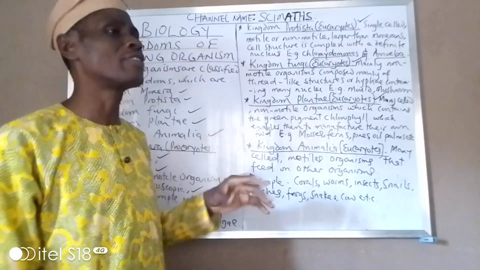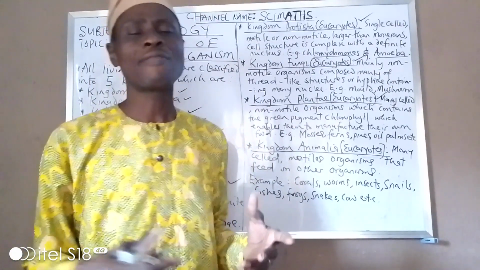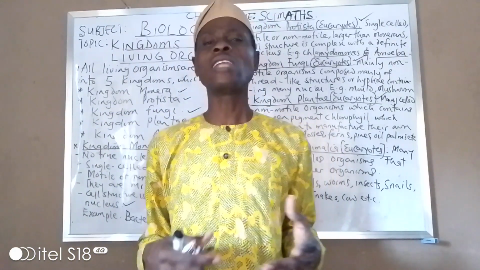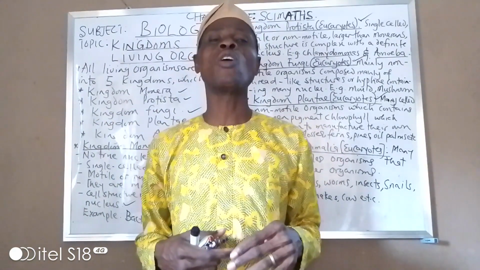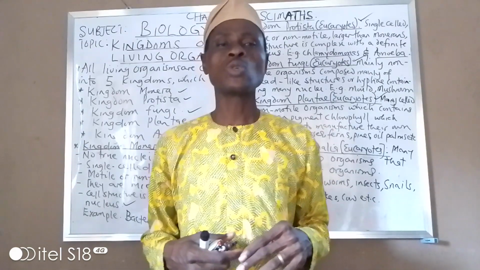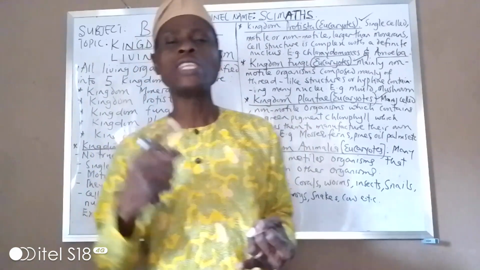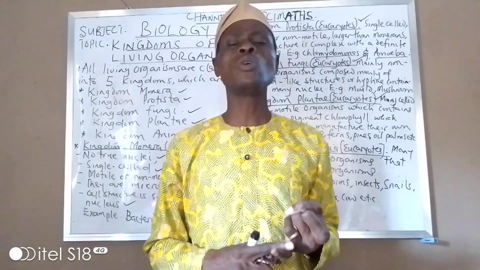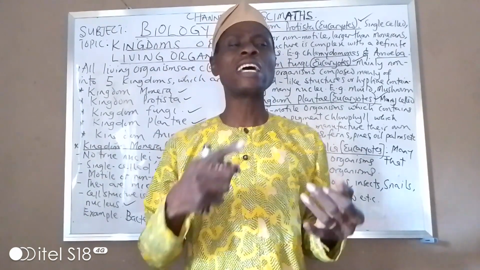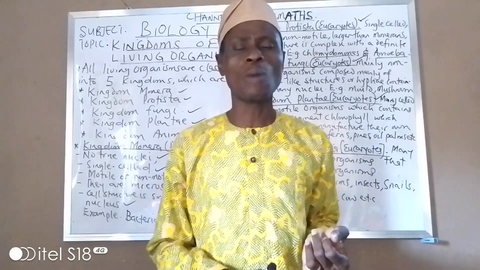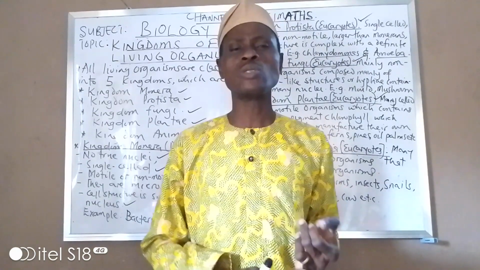So these are the 5 kingdoms that we have under the classification of living organisms. We have seen them from kingdom Monera to kingdom Animalia. This is where we are going to stop today. In the next class, we are going to take it up from where we stopped today.